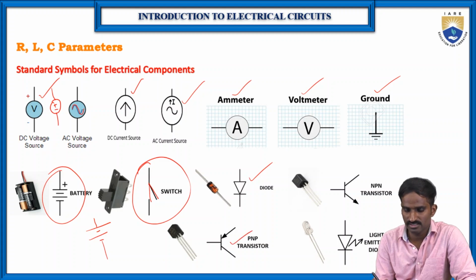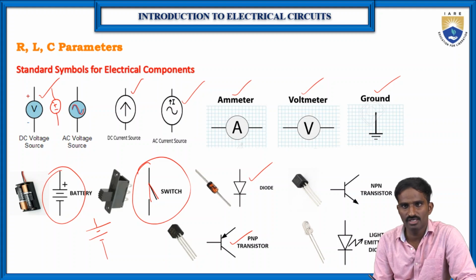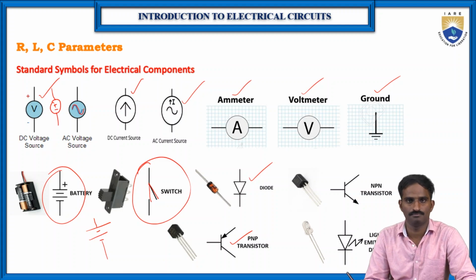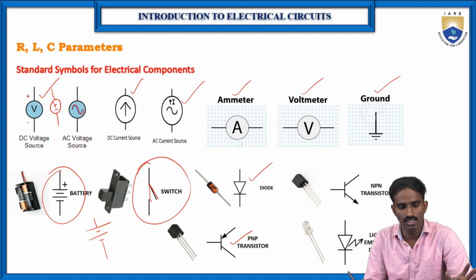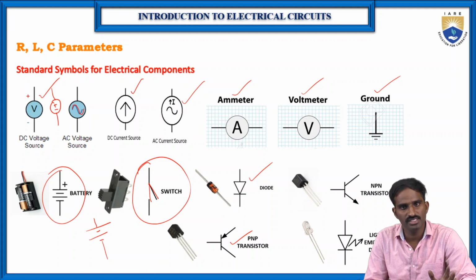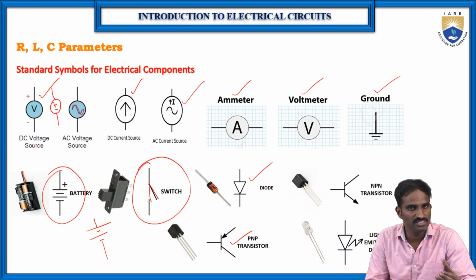And this is the transistor representation. Of course, PNP and NPN differ in the terminals, but physically the PNP and NPN transistors look the same. And this is the similar symbol of the light emitting diode. So these are the basic symbols of the electrical components. This is all about the basic definitions and the basic classification of elements, and the basic law, which is Ohm's law, which is associated with these basic electrical elements.